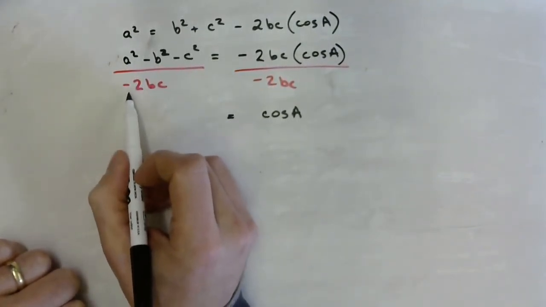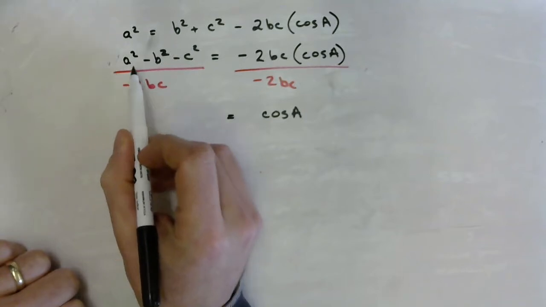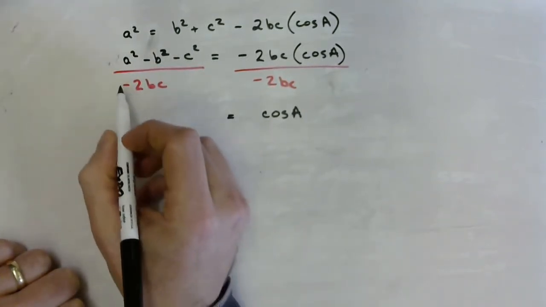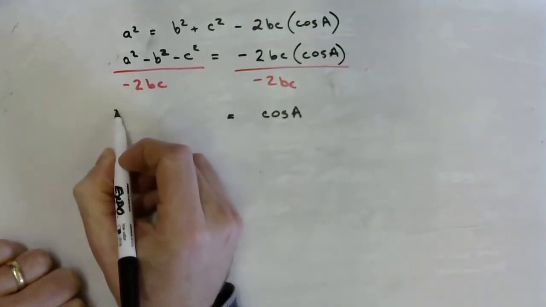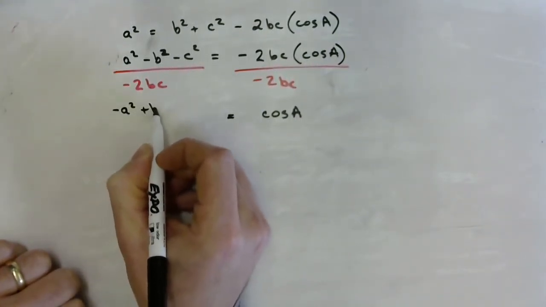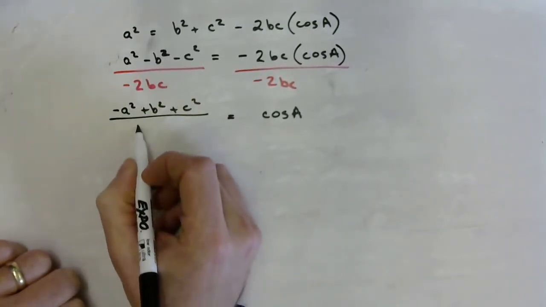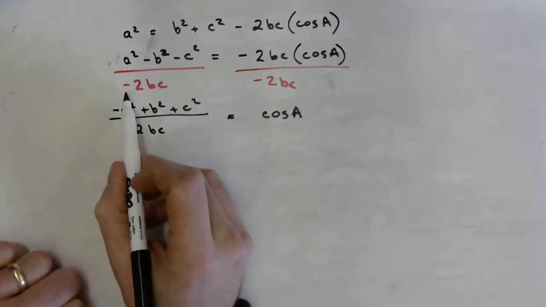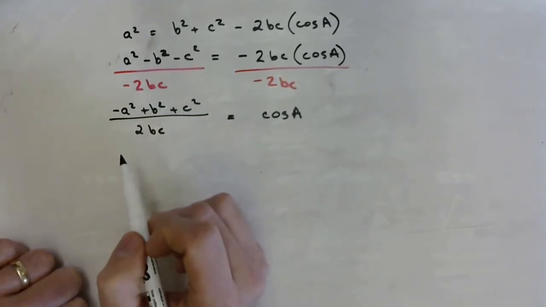Because I'm dividing by a negative, I'm going to allow this negative to change the sign of everything in my numerator. So it's going to look like this. I'm not going to have this anymore because I'm dividing it out. Instead, I'm going to have negative a squared plus b squared plus c squared in the numerator. In the denominator, I just have 2bc. So all I did was factor out that negative from top and bottom, really.